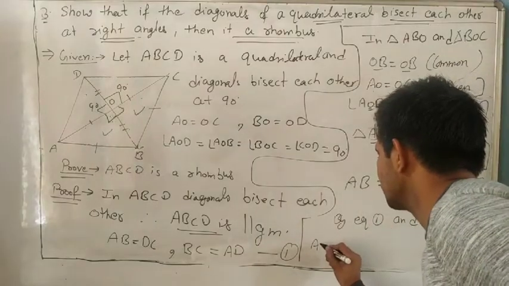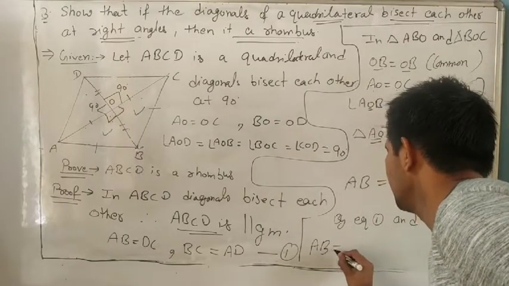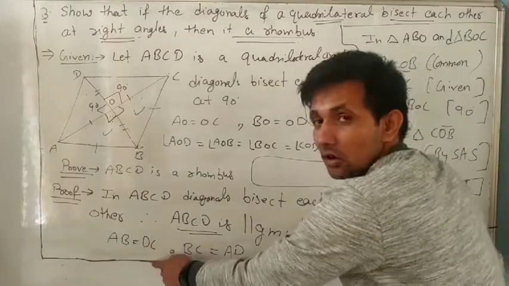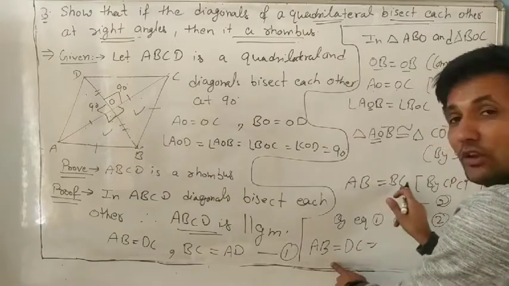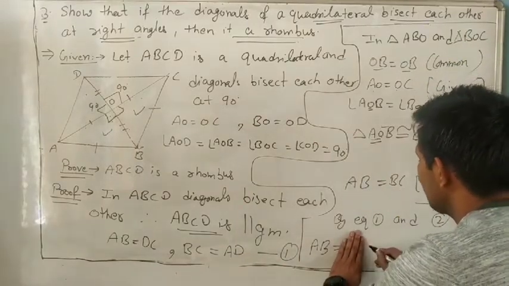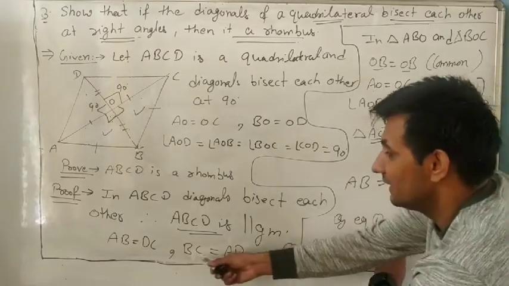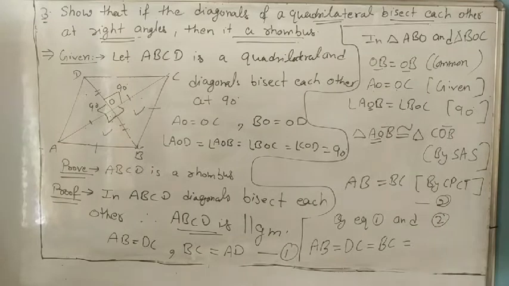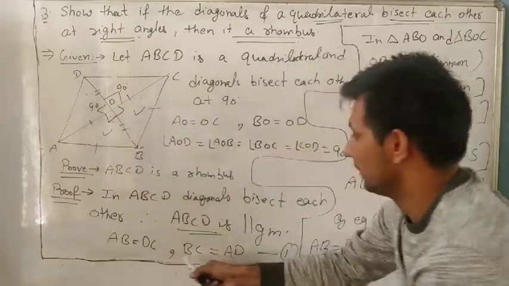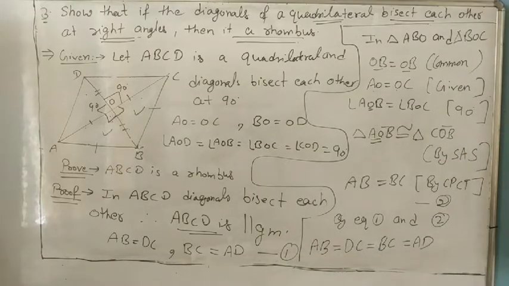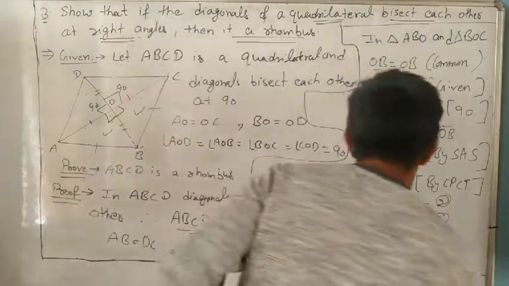AB, you know, AB equal to DC. Yes, AB equal to DC, and AB is also equal to BC. So AB is also equal to BC. Yes, and now DC. Now DC equal to AB, and BC equal to AD also. It means all sides are equal. Very simple, from equation 1 and 2. Again you can check it.